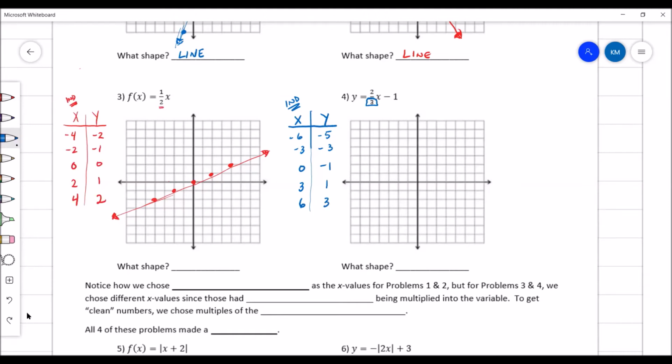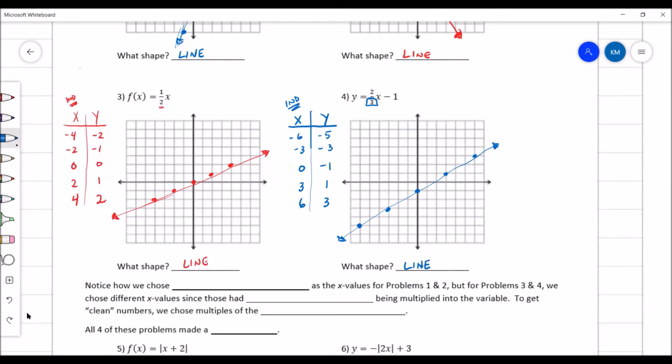Okay, and as we go through, plot these points: (-6, -3), (0, -1), (3, 1), (6, 3). Okay, and so our line goes through here. And I didn't answer that for the last question, but I said it was a line. This was a line. This was a line. Line for both of them.